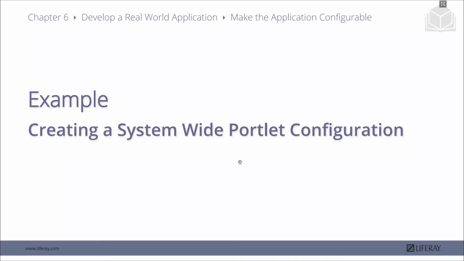And last, our component configurations can also be read from the Gogo shell. Making changes to our components' configurations, you can read those properties through the Gogo shell or through the web console. So let's go ahead and take a look at how we're able to create a system-wide portlet configuration for a specific application, like a custom application.